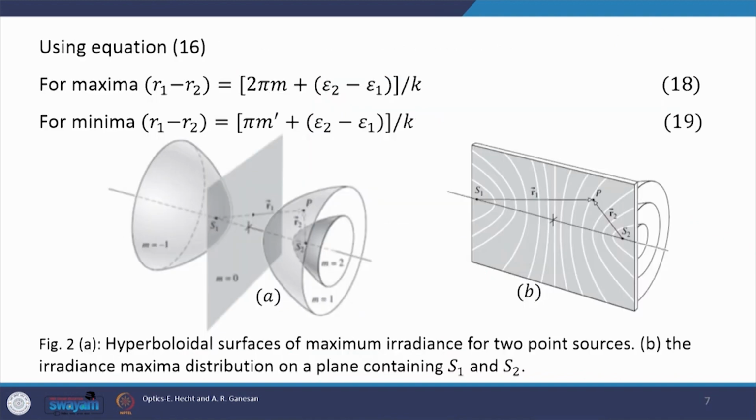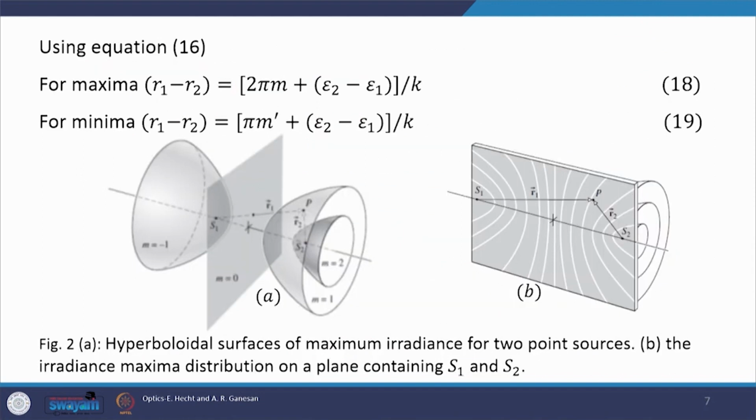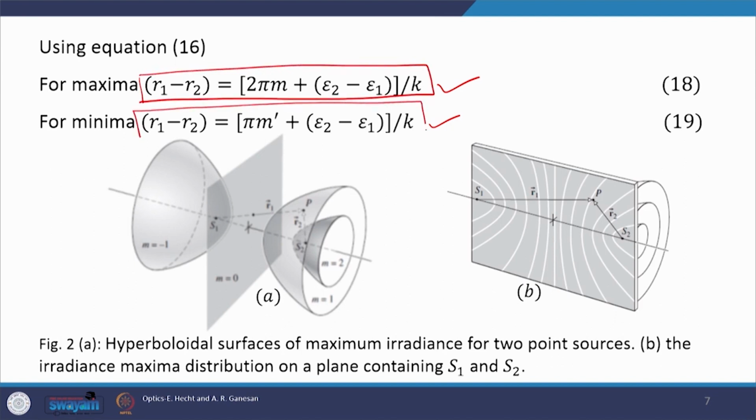Now, let us substitute del back into equation number 16. These expressions of del are substituted back in 16, and once we substitute them back, we get these two expressions for maxima and minima respectively. For maxima we get this expression, and for minima we get this expression.